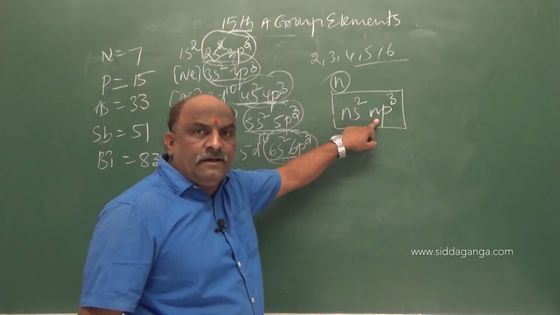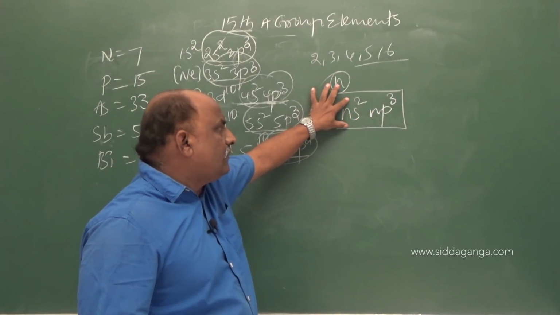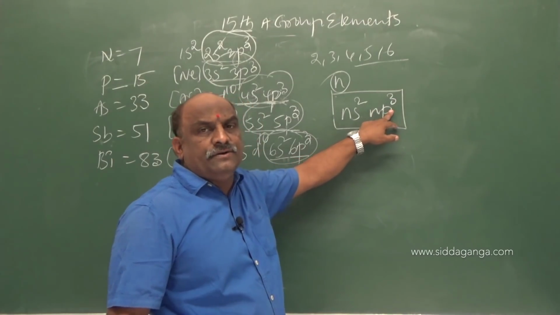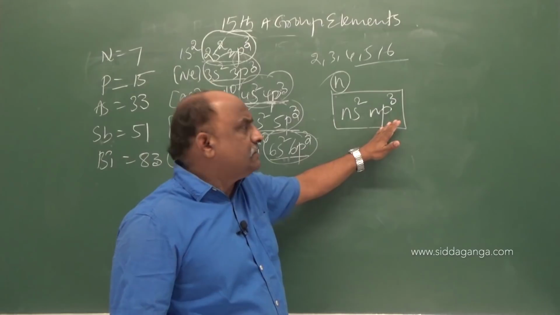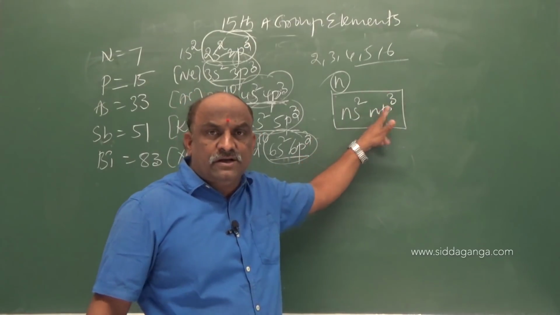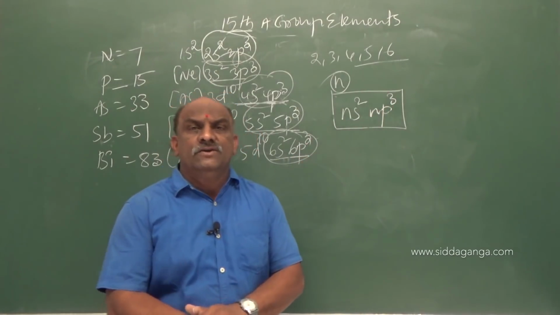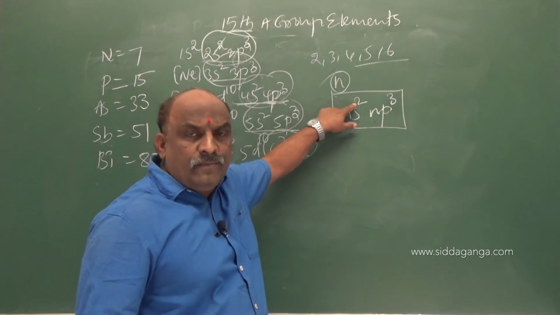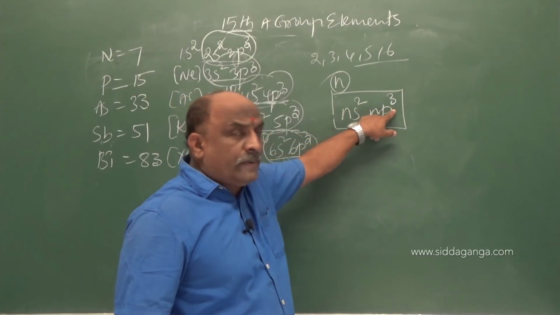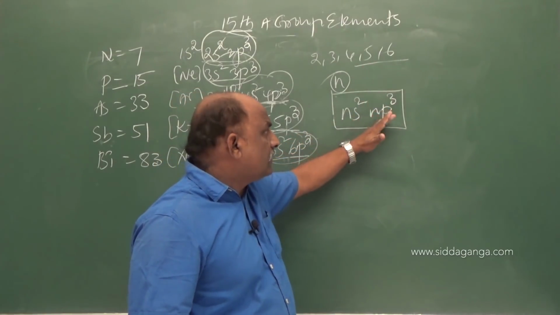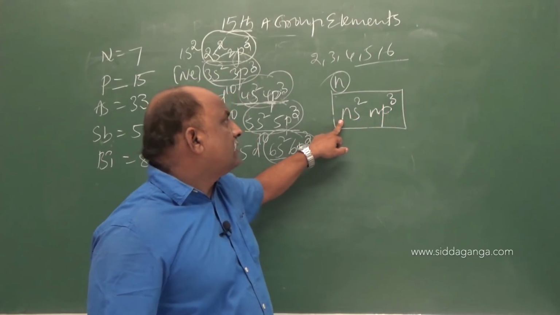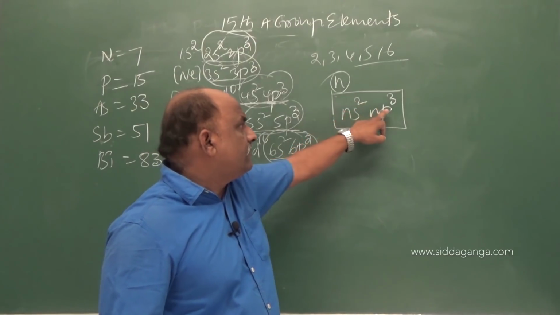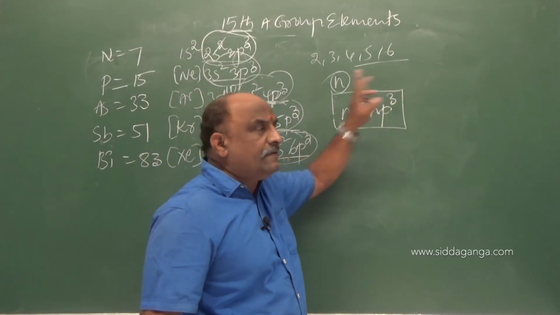ns2 np3. The s orbital is completely filled, while the p orbital is half filled. Half filled and fully filled electronic configurations are more stable than partially filled configurations. So here s is completely filled and p is not partially filled, it is half filled. So the general electronic configuration of 15th A group elements is ns2 np3.